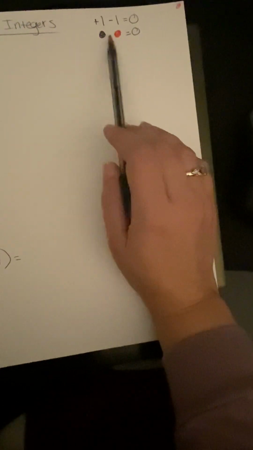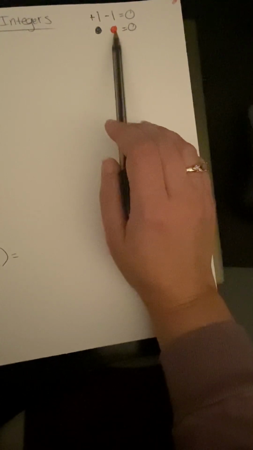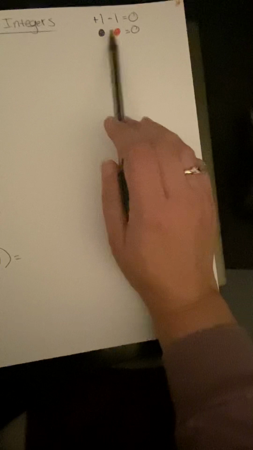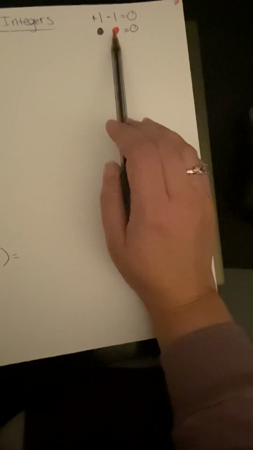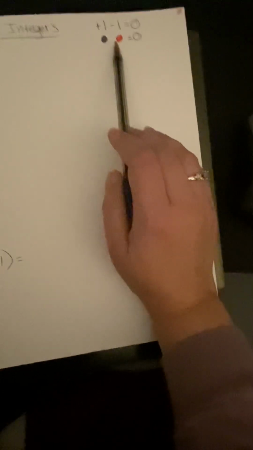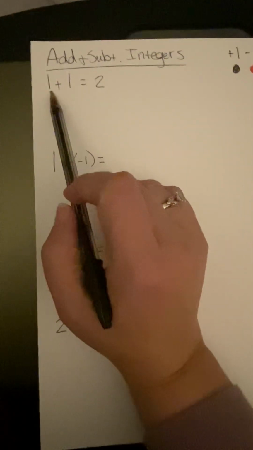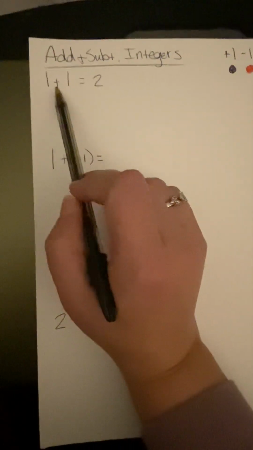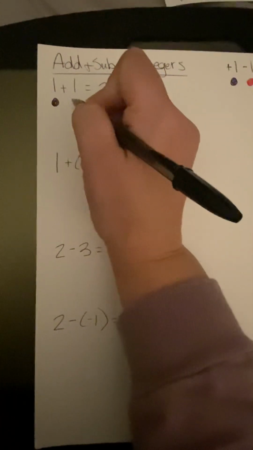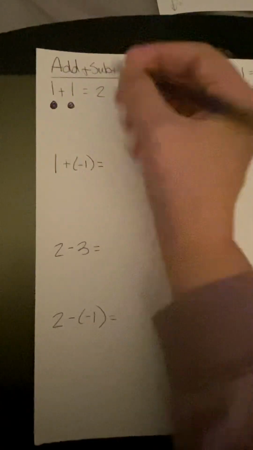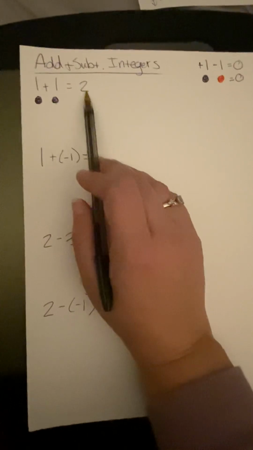So anything that we need to add 0 to or subtract 0 from, we can take away or add these integer chips, a black and a red together, and it not change the value of our number. So let's start with an example here. If we just start with something simple like +1 plus +1, we would have our integer chips as 1 black plus 1 black would give us 2 blacks. So that gives us +2.